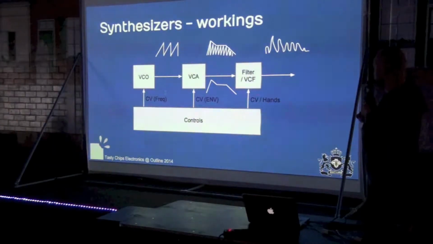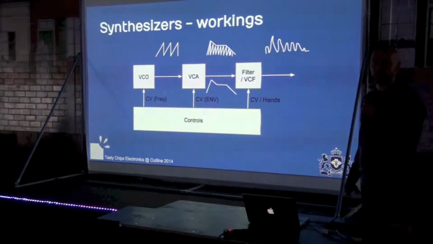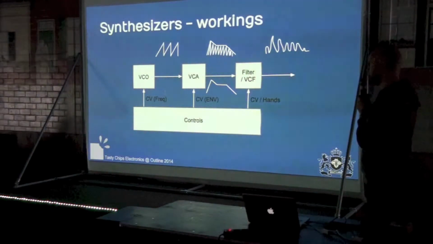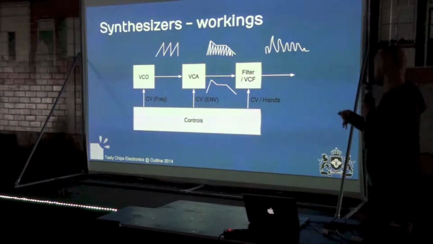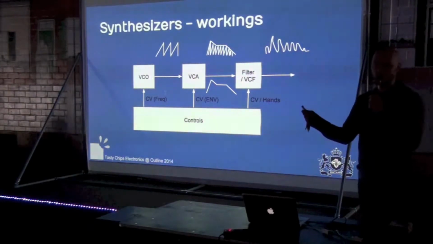And finally there's the filter, which is quite defining for most synthesizers, and actually the 8-bit sound chips mostly do not have these kinds of filters except the SID. And then you can control the brightness.